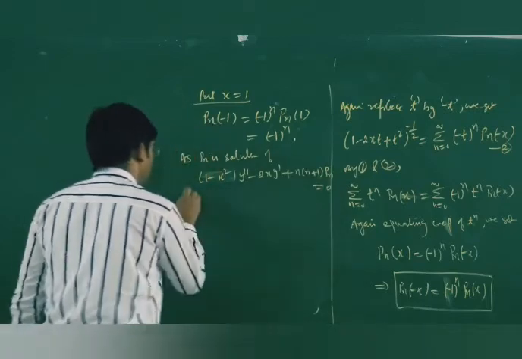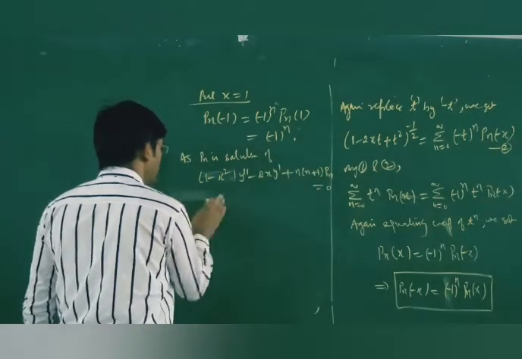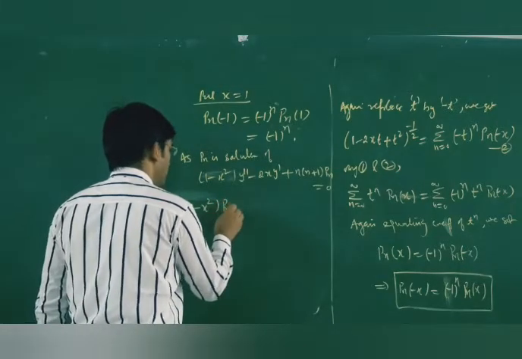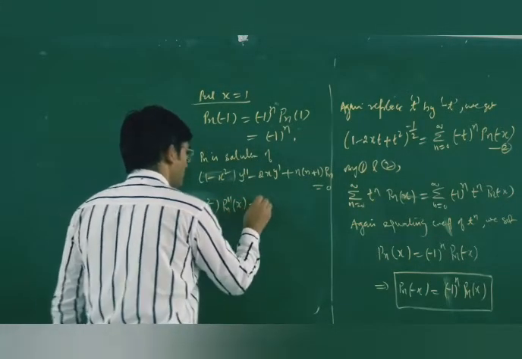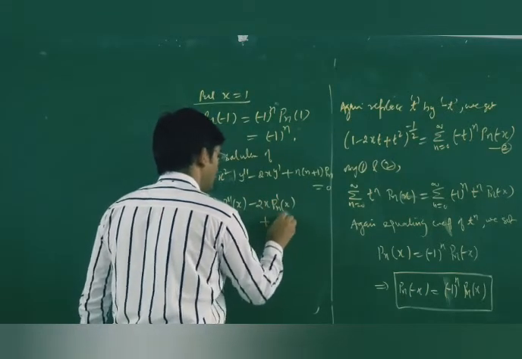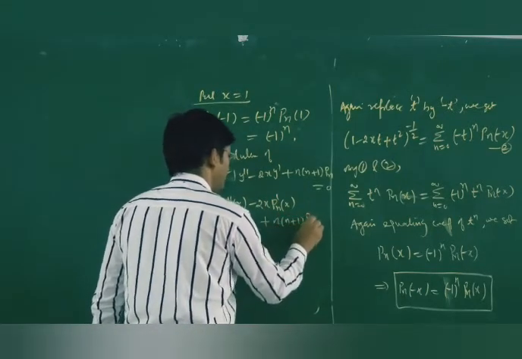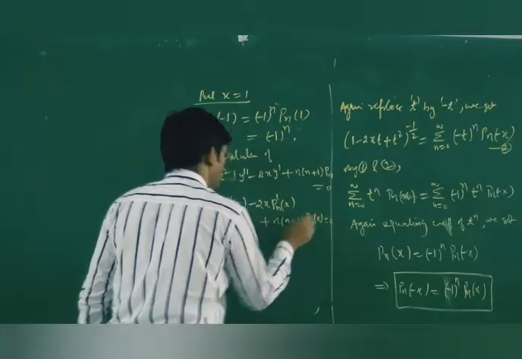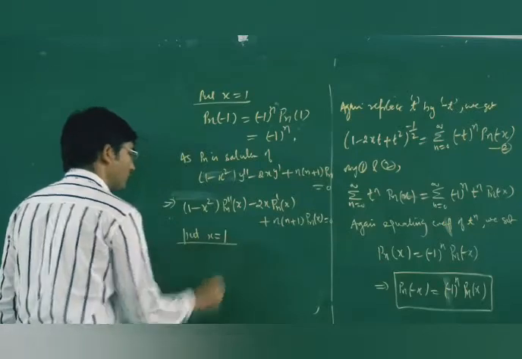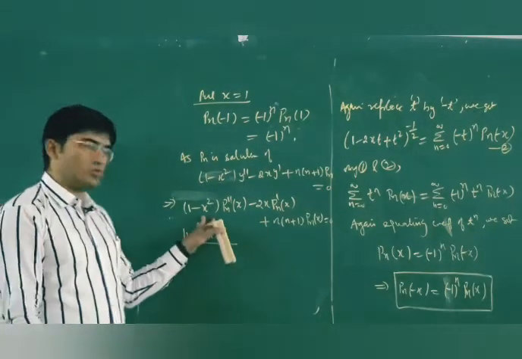So let us put x equal to 1. If it satisfies this one, then we will have (1 minus x square) Pn double dash of x minus 2x Pn dash of x plus n into (n plus 1) Pn of x equal to 0. Now let us put x equal to 1. So if you put x equal to 1, then this is 0.